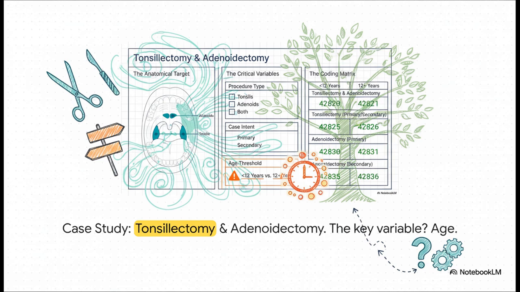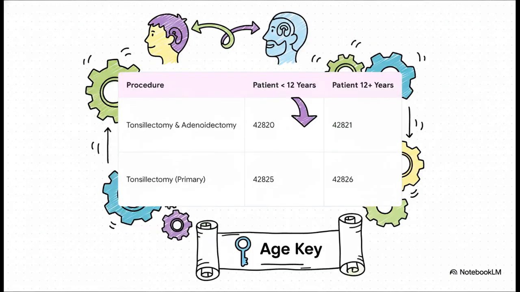We ask our questions. Was it just the tonsils, just the adenoids, or both? Was this the first time or a secondary procedure? But the most important question here, the one that creates a major fork in the road, is that age threshold. And wow, this table just makes it crystal clear.